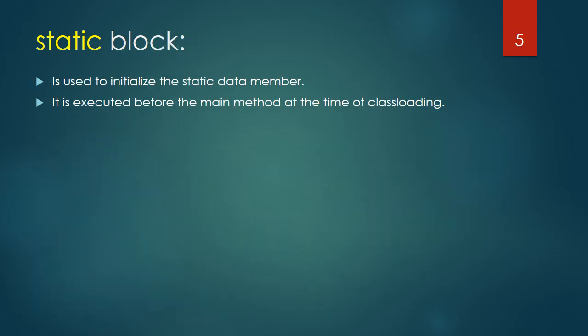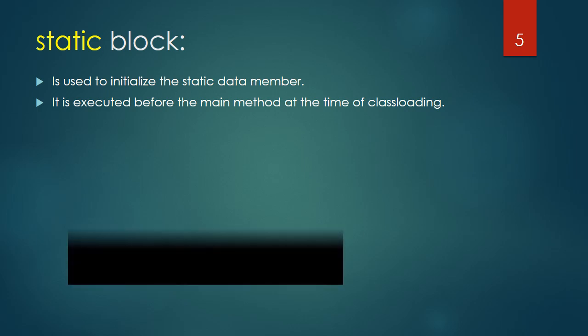So next is static block. Static blocks are used to initialize the static data members. Means whenever you want to execute any block of code before any other method in the program, then static blocks are used. So let us see.